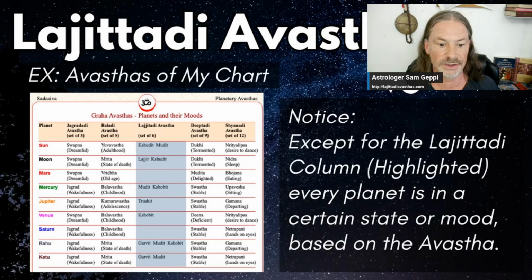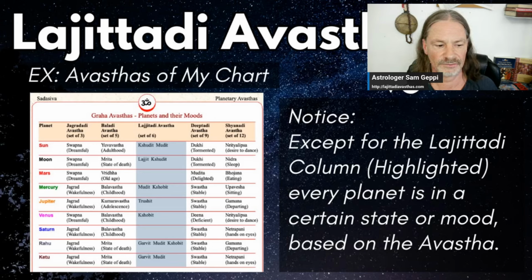So for example, you could see on my chart here, I just pulled it up really quick, that in my chart, except for the Lajittadi column, which is highlighted there with that light blue, every planet is in a certain state or mood based on the Avashta. So you can see all the other ones are filled in. If you look at the sun across the top, it says Jagrad Adi Avashta, Swapna, Baladi Avashta, Yuvashta, which is adulthood, and the sun does have two of the Lajittadi Avashtas.